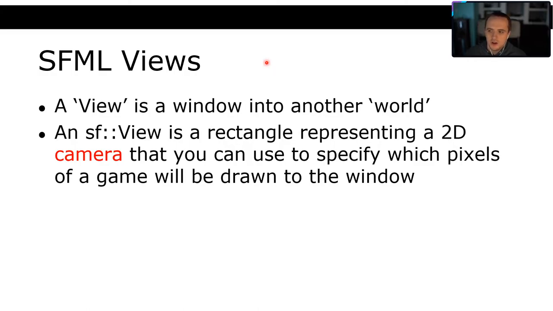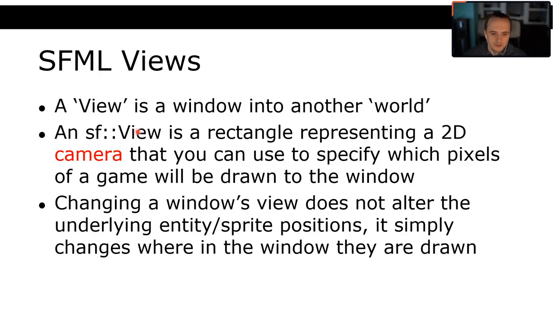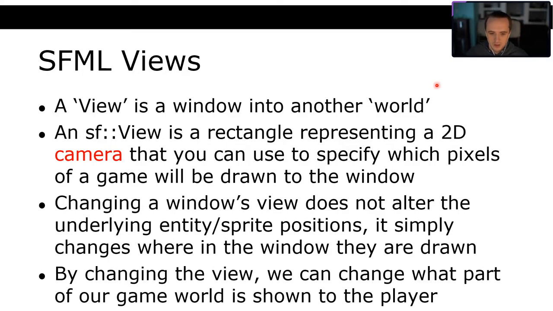So you've got a large game world. You're going to define an sf::View, and inside that view, you're going to have a rectangle representing what subpart of the world you actually want to be drawn to the screen. Changing a window's view does not alter the underlying sprite positions. It simply changes where in the window they are drawn. So by changing the view, we can change what part of our game world is shown to the player. And so that's really interesting.